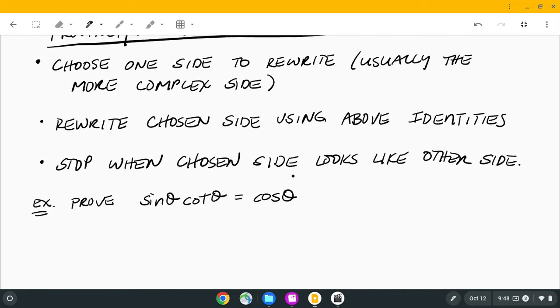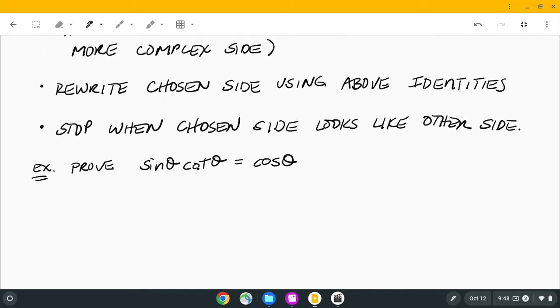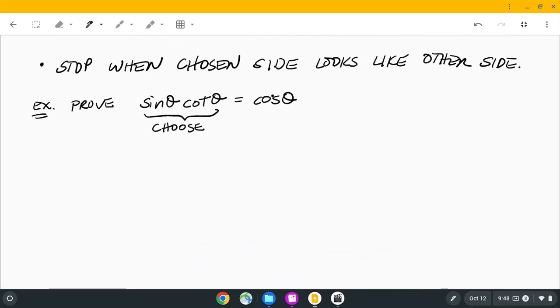The way we prove this is we choose one side to rewrite, usually the more complex side. So I'm going to go ahead and choose this side, definitely a lot more complex. Then we rewrite that chosen side using the above identities, and we stop when it looks like the other side.